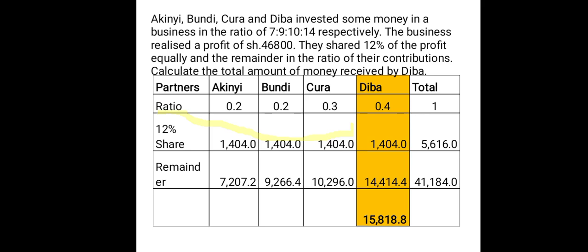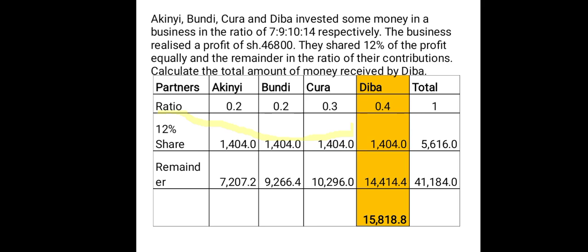Akinyi, Bundi, Kura, and Diba invested some money in a business in the ratio of 7 to 9 to 10 to 14 respectively. The business realized a profit of 46,800. They shared 12% of the profit equally and the remainder in the ratio of their contribution. Calculate the total amount of money received by Diba.